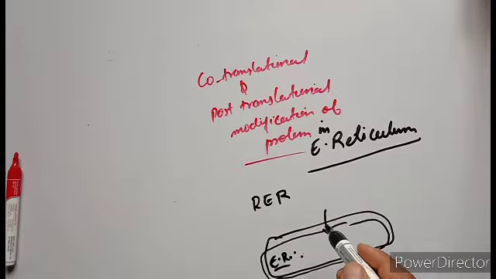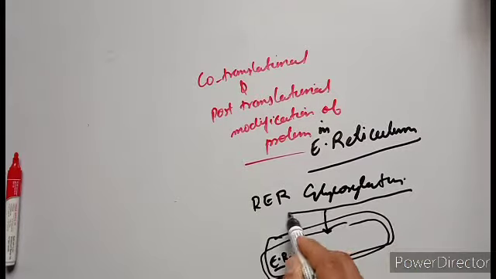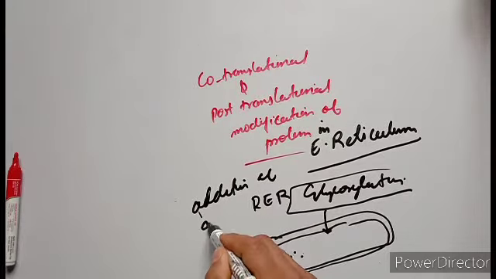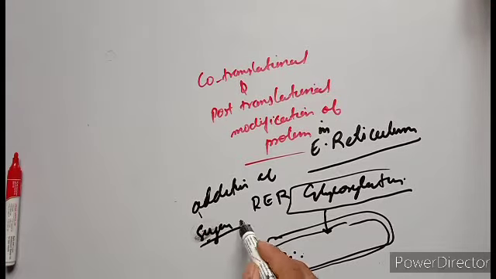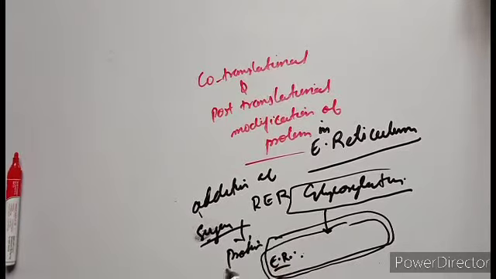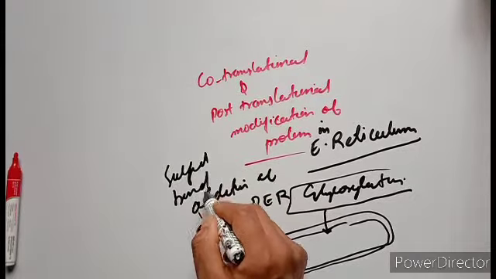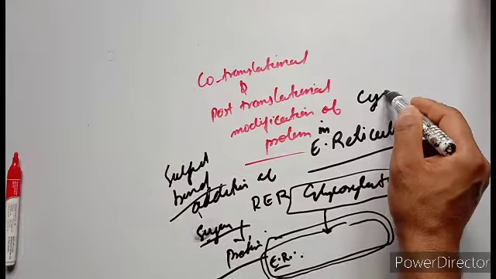Okay, so first of all, the glycosylation process occurs. Glycosylation is the addition of sugar molecules or carbohydrate molecules on the nascent protein. So this is a type of co-translational modification. Then there is disulfide bond formation. There are some proteins in which disulfide bonds are formed, mainly between the cysteine residues.